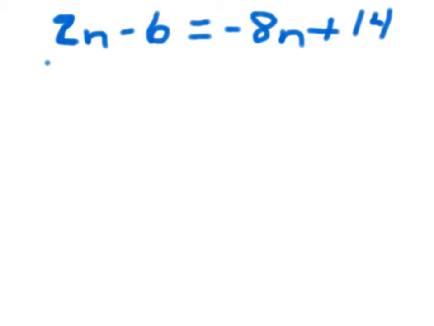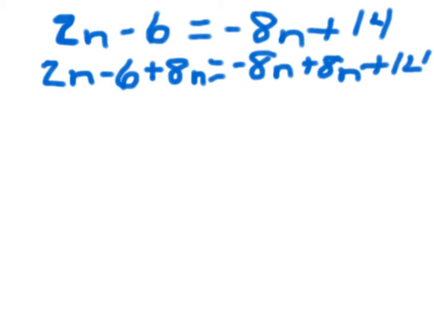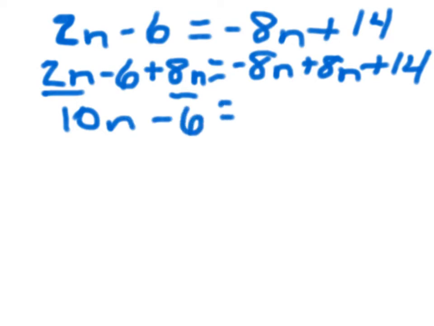So it will look like this. 2n minus 6. I'm going to have to add 8n, and I'll show you why in a second. So over here I've got negative 8n. Well, I need to get rid of that, so I'm going to say plus 8n plus 14. So if I look at my like terms, 2n plus 8n gives me 10n minus 6 equals, well, these cancel each other out, 14.